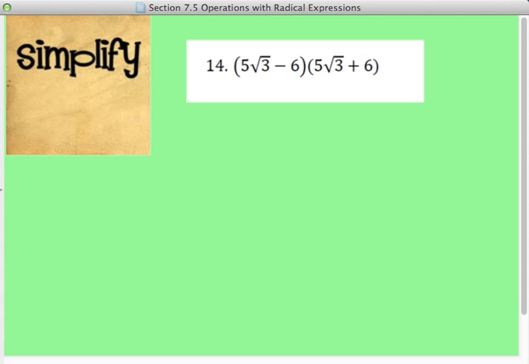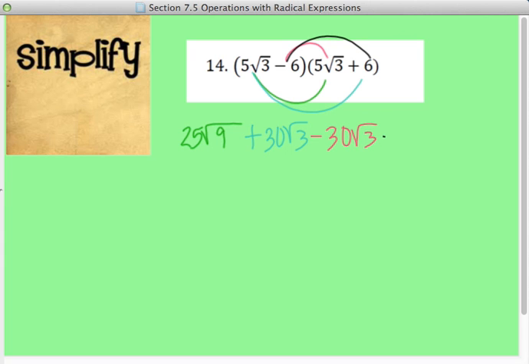Example 14. Okay. Same thing. We're going to FOIL. Okay, so I would have 25 square root of 3 times 3, which will give me a square root of 9. Plus 6 times 5 is 30 square root of 3. Negative 6 times 5 square root of 3 is minus 30 square root of 3. And lastly, negative 6 times 6 is minus 36.